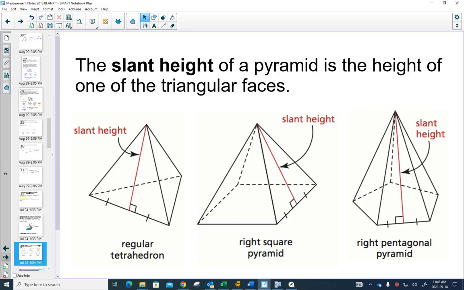So here's the slant height, the height of one of those triangular faces. Have you ever heard of this word before? Tetrahedron? A tetrahedron is a special pyramid where the triangle on the bottom is the same as the triangle on the sides. Here, I've got one.